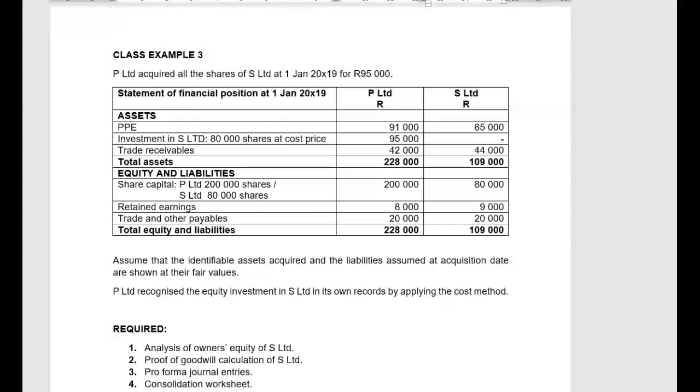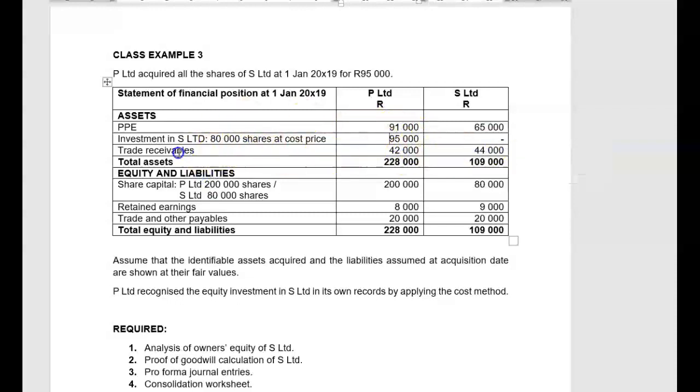Okay, let's do class example 3. P Limited acquired all the shares of S Limited on 1 January 2019 for 95,000 Rand. Statement of financial position as at that date. Assets: PPE 91 and 65 of P and S respectively. Investment in S 80,000 shares at cost price, and he paid 95,000 Rand for those 80,000 shares.